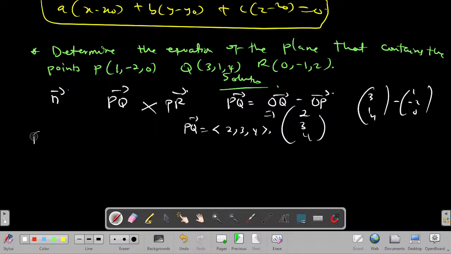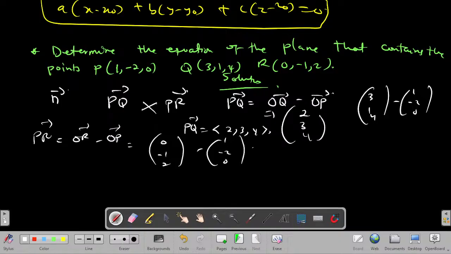And you're not done. PR is given as OR minus OP, right? My OR is 0, negative 1, 1, minus OP, which gives me 0 minus 1, negative 1 plus 2, therefore I'll have PR as negative 1, 1, 1. Now we have PQ, we have PR.